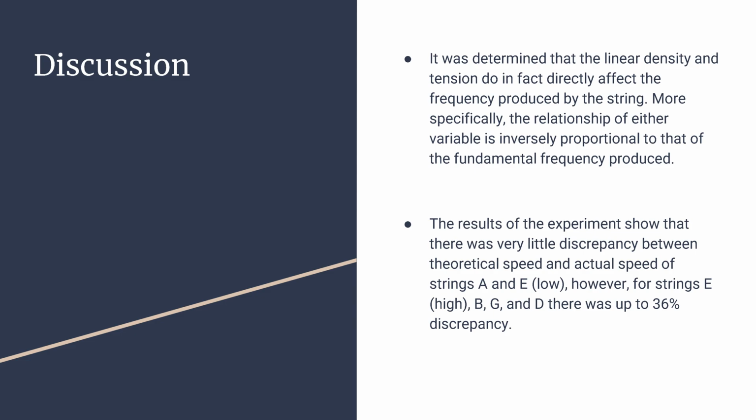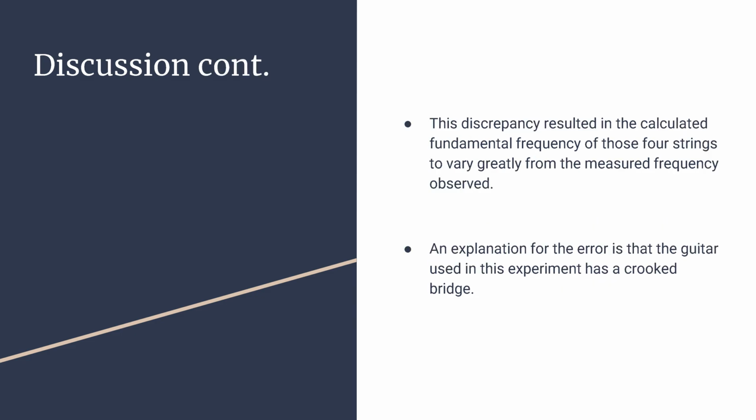The results of the experiment show that there was very little discrepancy between theoretical speed and actual speed of strings A and E low. However, for strings E high, B, G, and D, there was up to 36% discrepancy. This discrepancy resulted in the calculated fundamental frequency of those 4 strings to vary greatly from the measured frequency observed. An explanation for the error is that the guitar used in this experiment has a crooked bridge.